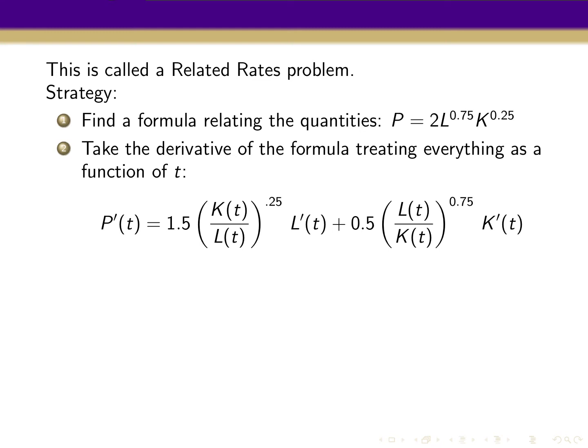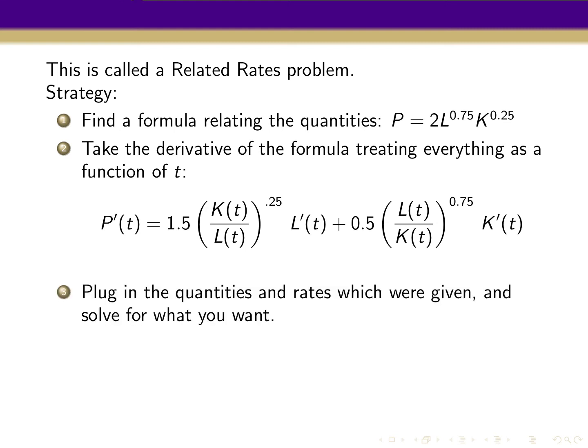And so this was the next big step we did. Wherever we have functions that are changing in terms of time, we are keeping their derivatives because those are important in this. And then we plug in the quantities and rates that were given and then solve for what we want. So in this case, this was already essentially all arranged nicely for us. We just needed to find P prime of t.